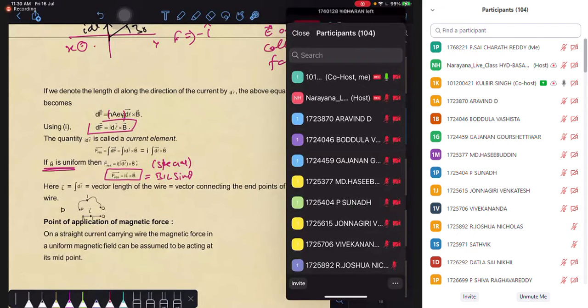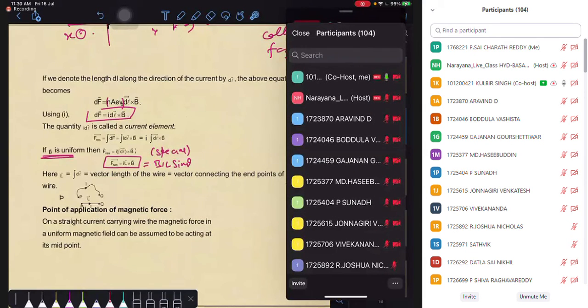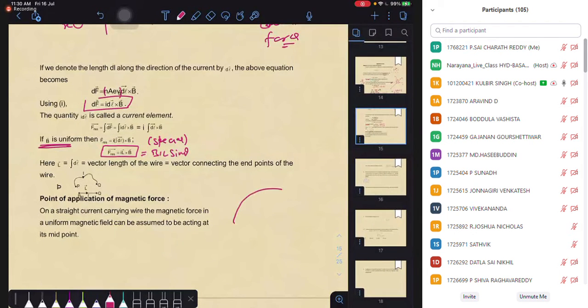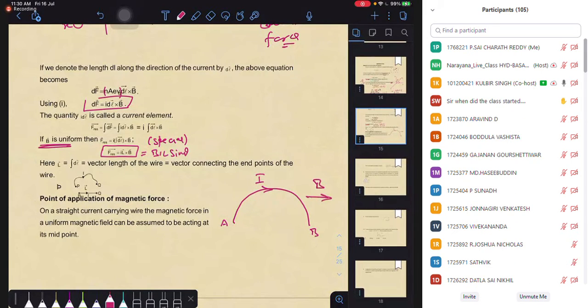Okay, so we have an advantage here. What is the advantage? The big advantage is that if you have a long wire, it doesn't matter where the wire is going. The only thing that matters is where the wire starts and where the wire ends. So only the length PQ is going to matter. Suppose here I have a current entering at A and leaving at B, and I have a magnetic field in the direction of the diagonal AB. That's my direction. You can consider the radius as R.